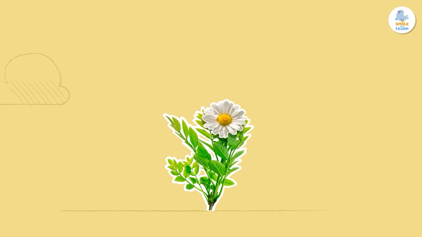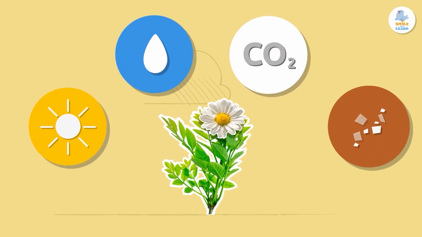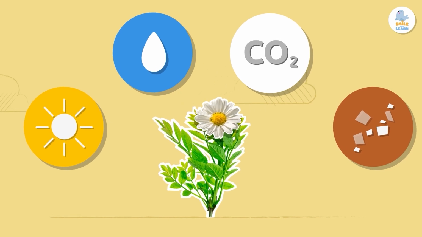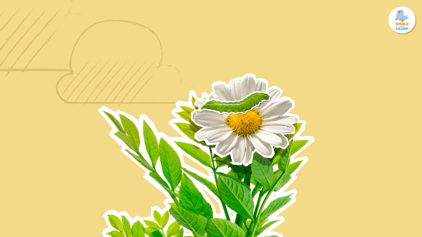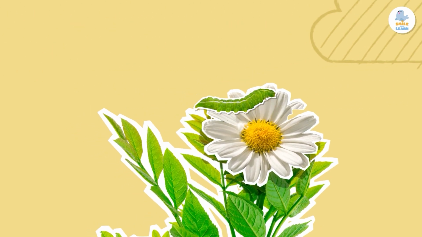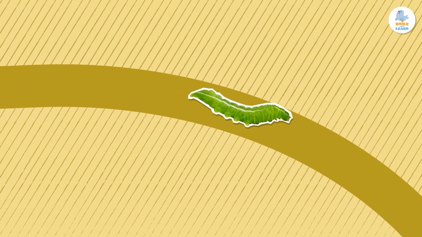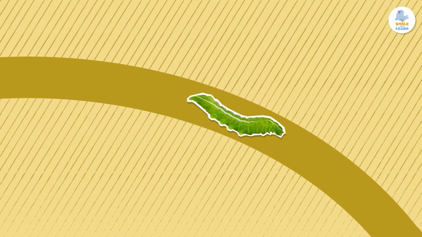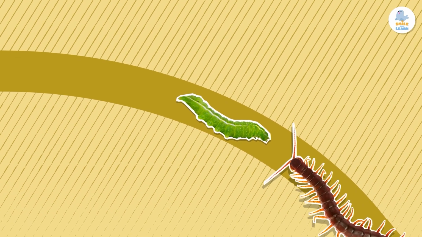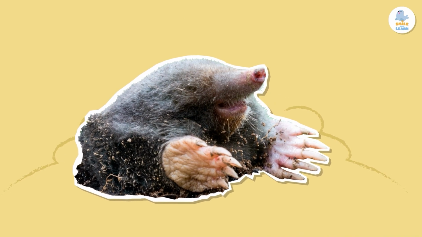Plants get the energy they need from the sun, water, carbon dioxide, and nutrients from the soil. A primary consumer, like a caterpillar, eats the plant's leaves. Yum! How tasty! Then the caterpillar goes underground. But suddenly, a centipede eats it. Later, a mole comes along and eats the centipede. Delicious!